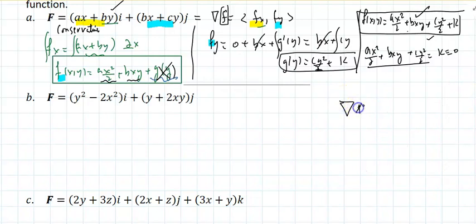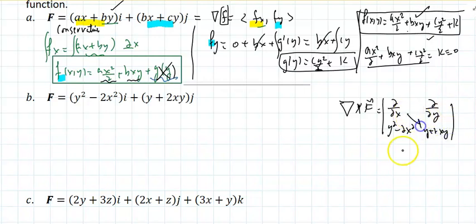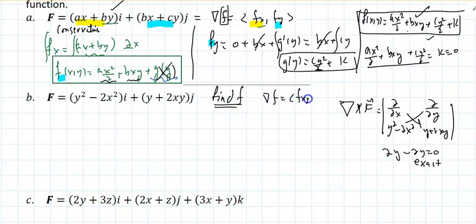If I take del crossed with f, partial with respect to x, partial with respect to y, y squared minus 2x squared, and y plus 2xy. So the partial with respect to x is 2y minus the partial with respect to y, 2y, that is 0. It is exact. Now what? I'm going to need to find f such that if I take the gradient of f, that is f sub x, f sub y, it will be exactly this.